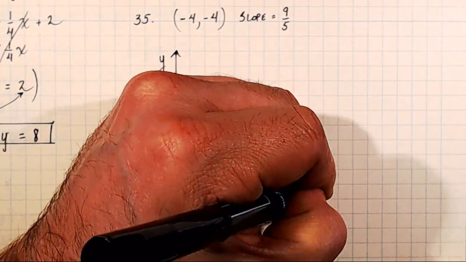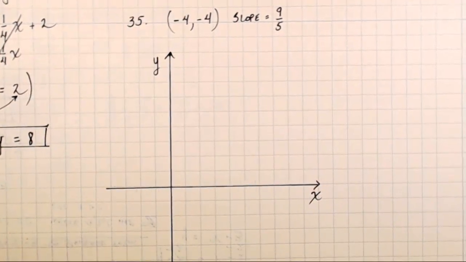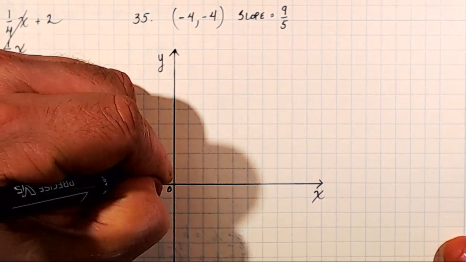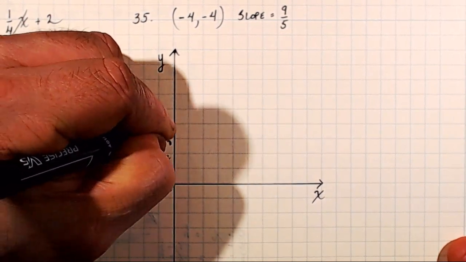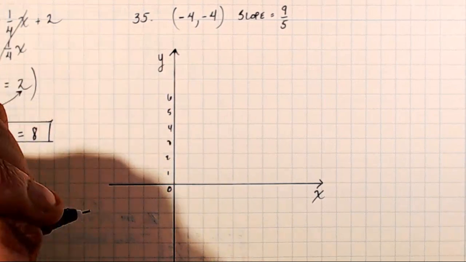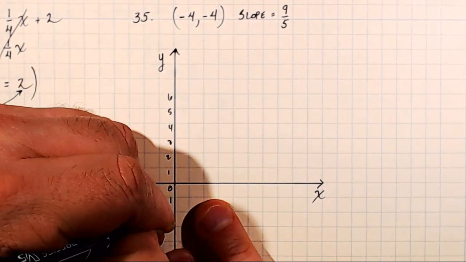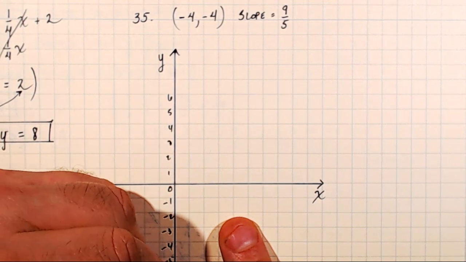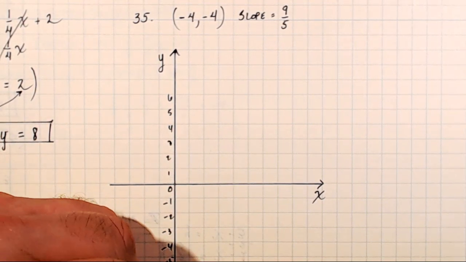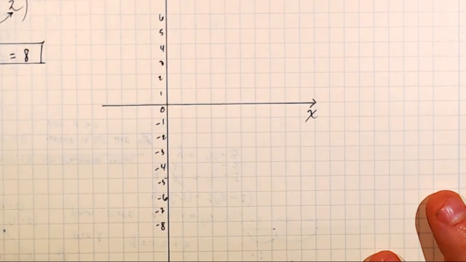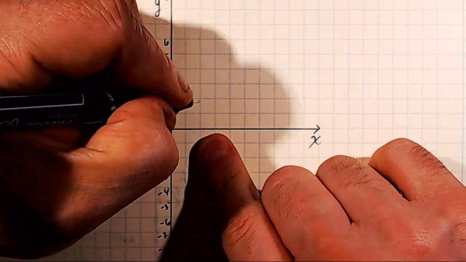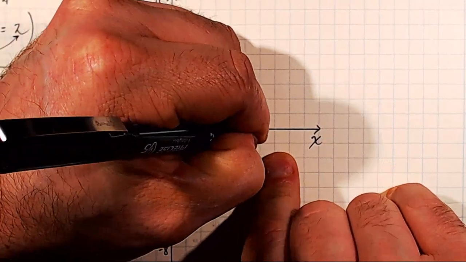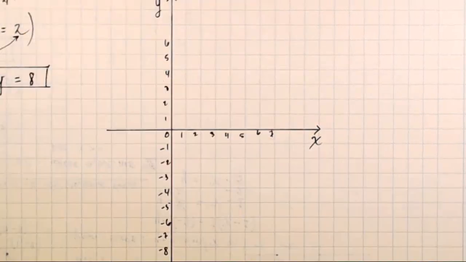Here's my y-axis and my x-axis. And first I want to kind of draw this in: 0, 1, 2, 3, 4, 5, 6. On the y-axis going down, -1, -2, -3, -4, -5, -6, -7, -8. Okay, that's enough. And then here I'll go over 1, 2, 3, 4, 5, 6, 7.